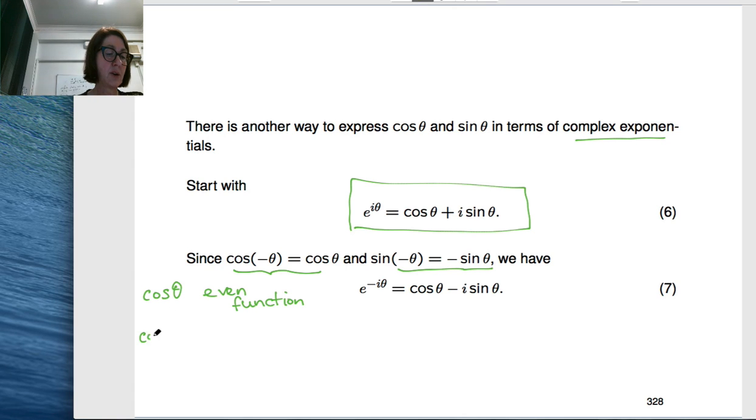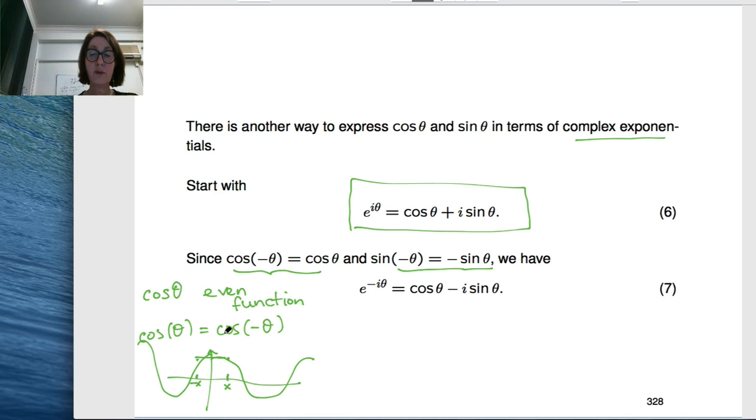So that means that cos theta is equal to cos of minus theta. And remember, I talked about that earlier. Think about the graph of cos theta. This just means when you've got an even function, if you've got x and you look at its y value, it's the same as the y value for minus x. So it's like the graph is reflected across the y-axis. So that's what's going on here. So it's an even function.